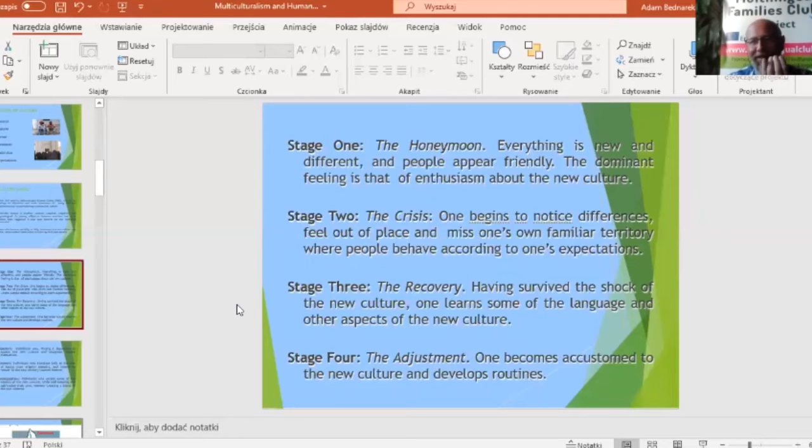Stage two is the crisis, because you've already moved. You can't live on good feeling forever. So one begins to notice differences. You feel out of place. You feel that people kind of look at you differently because you don't belong.